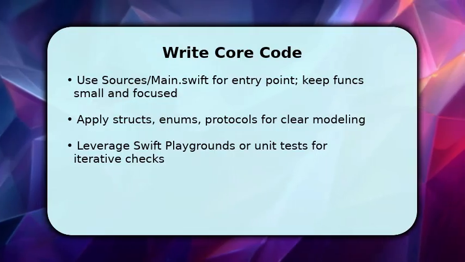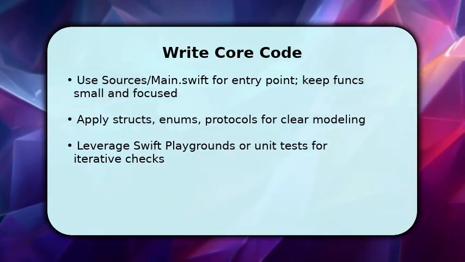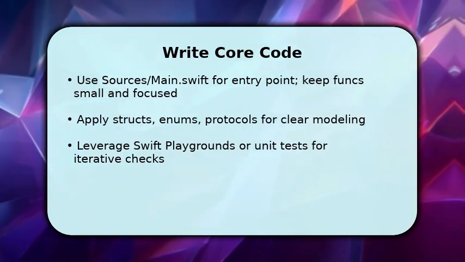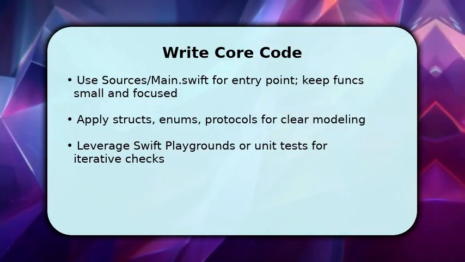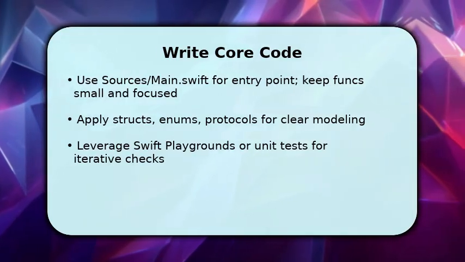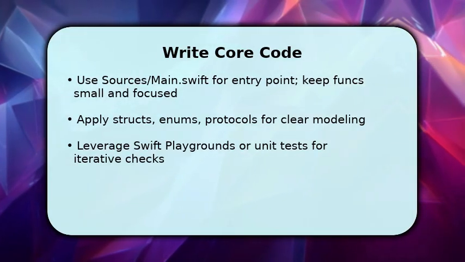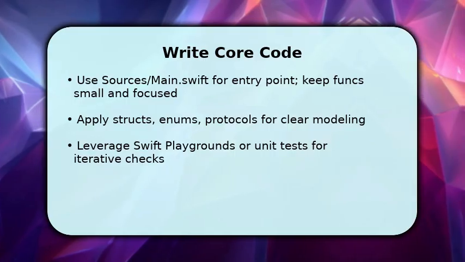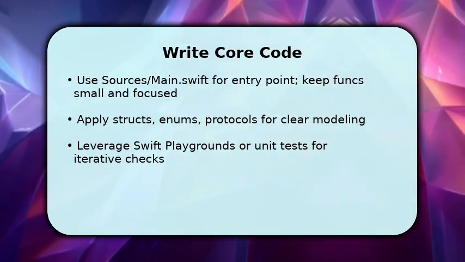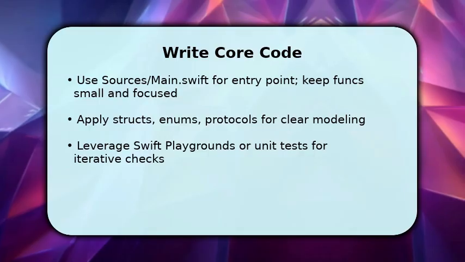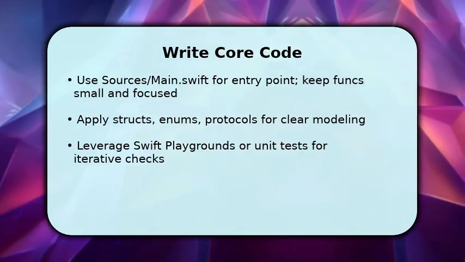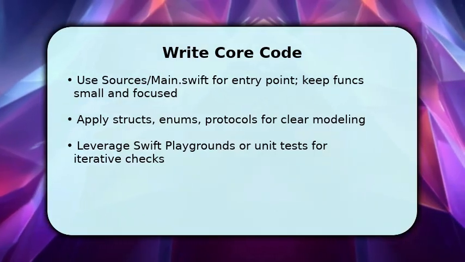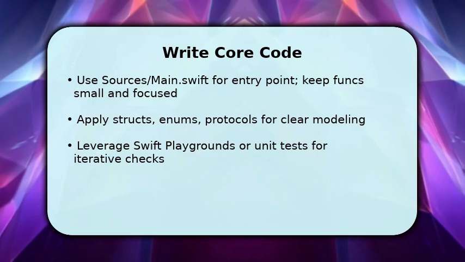You now write the core logic with clear intent. Start in Sources/main.swift and keep functions small. Use structs for data, enums for state, and protocols to define behavior so your code remains testable and flexible. Once you draft a function, run swift test or use playgrounds to validate results quickly. Make sure to handle optionals safely with if let or guard and prefer value types for predictable behavior. Refactor frequently to eliminate duplication and improve readability as you go.